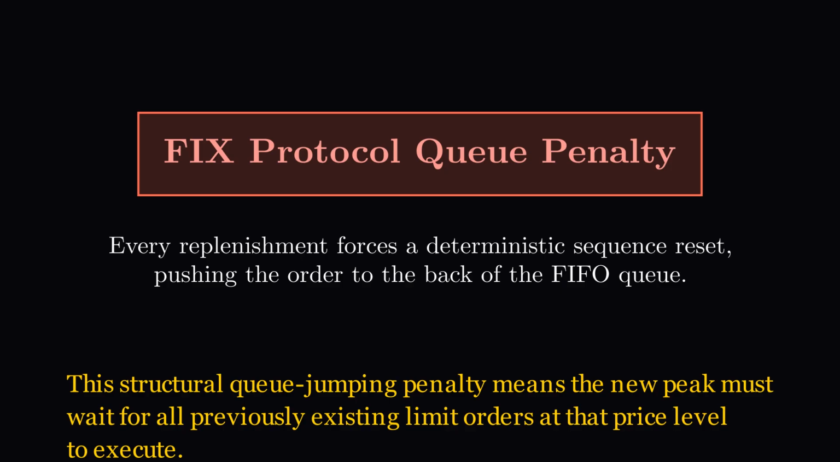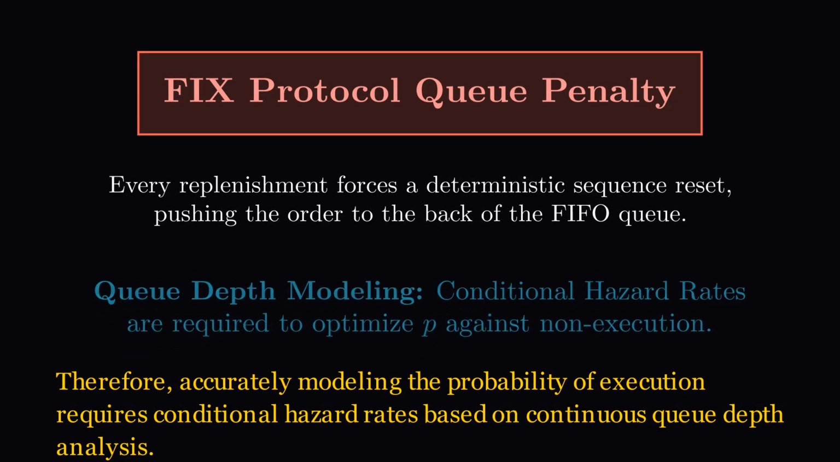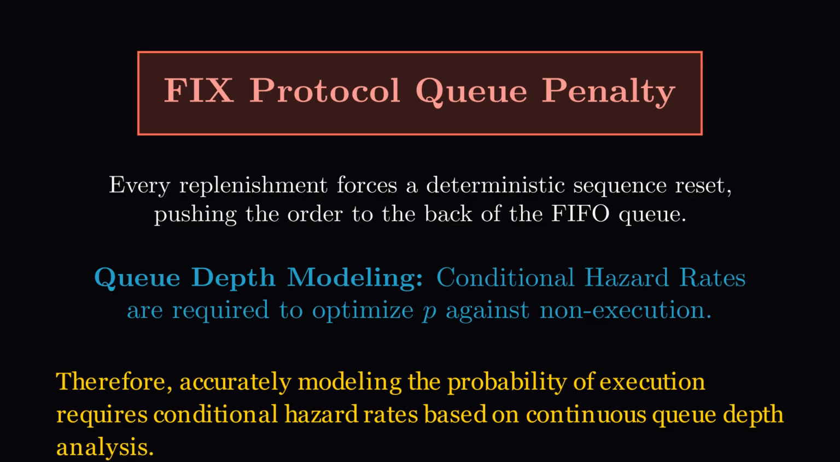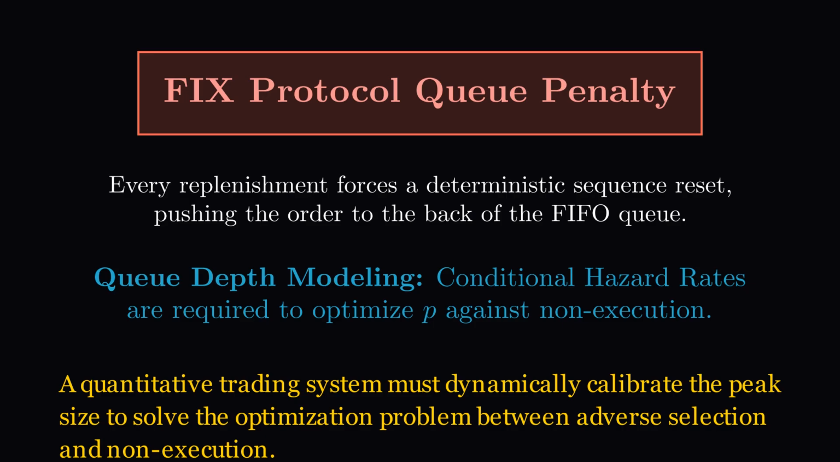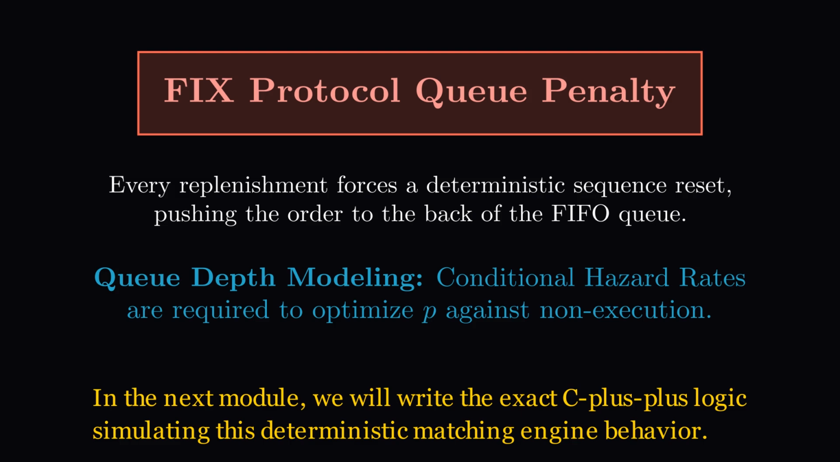This structural queue-jumping penalty means the new peak must wait for all previously existing limit orders at that price level to execute. Therefore, accurately modeling the probability of execution requires conditional hazard rates based on continuous queue depth analysis. A quantitative trading system must dynamically calibrate the peak size to solve the optimization problem between adverse selection and non-execution. In the next module, we will write the exact C++ logic simulating this deterministic matching engine behavior.